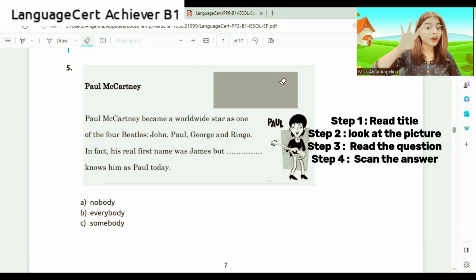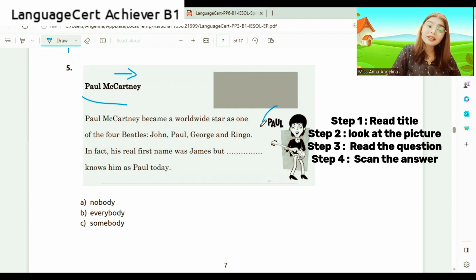Let's do it. All right, as I always say, there are 4 steps to find your answer. Step number 1, read the title. So what's the title in this one? Yes, you're right. This is the title: Paul McCartney. If you don't know how to read this name, it's completely fine, right?